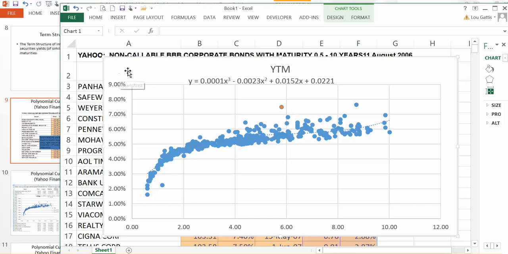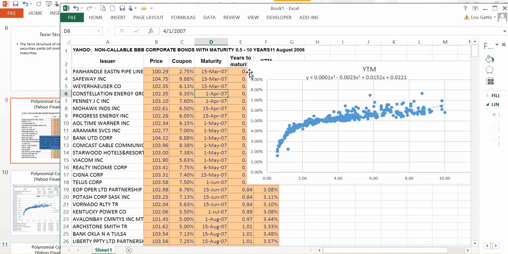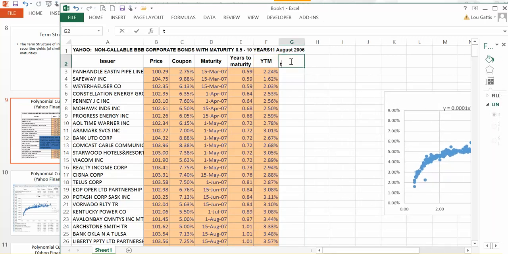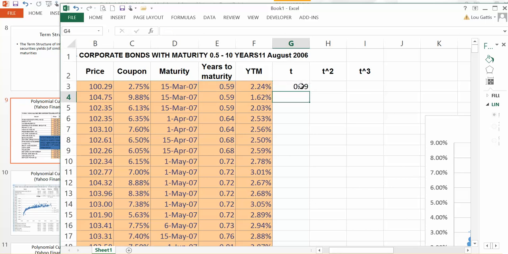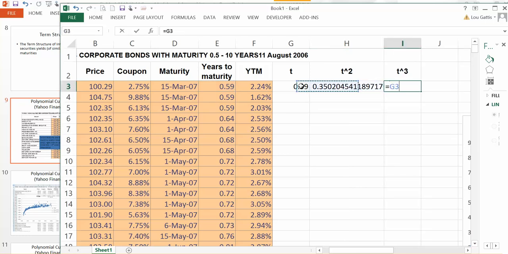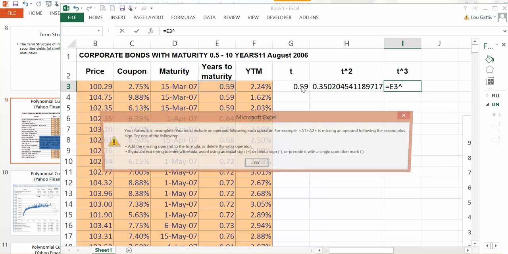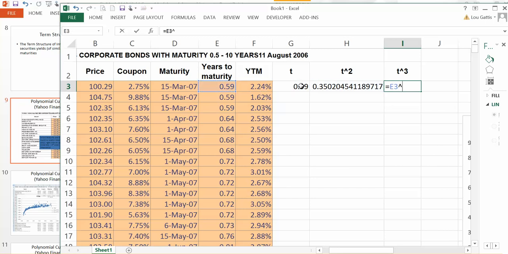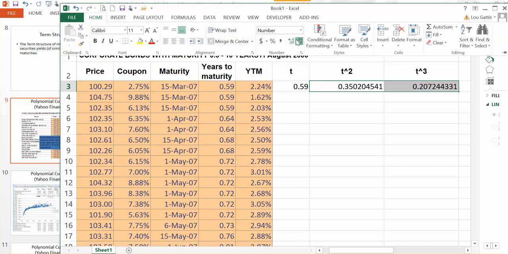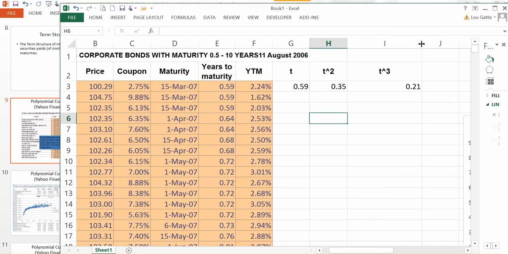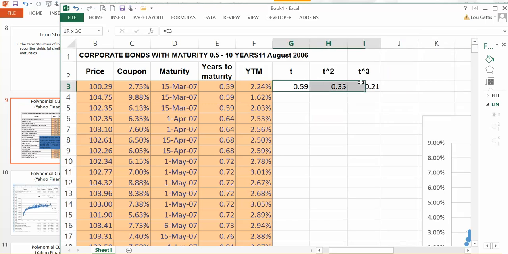Let me show you how to create that equation of a line manually. I'll put the maturity in there, t, and then take t squared and t cubed. So let me put in a link to t, maturity squared, where this is maturity in years, and maturity cubed. All right, so there's my t, maturity squared, and maturity cubed. And I'll just copy these down for all the bonds.